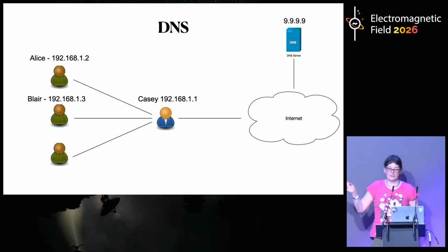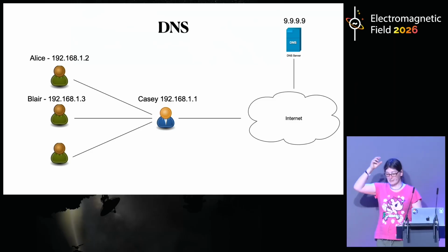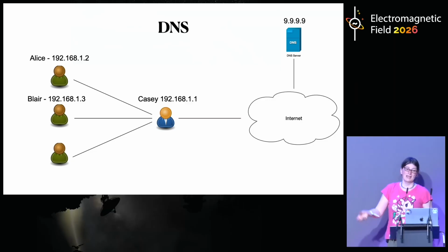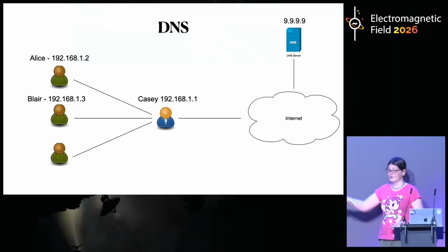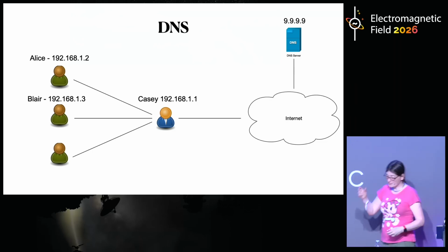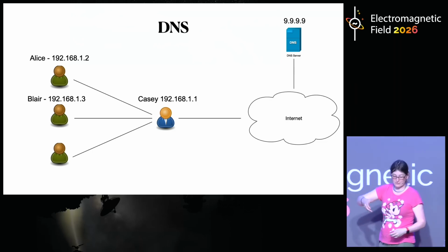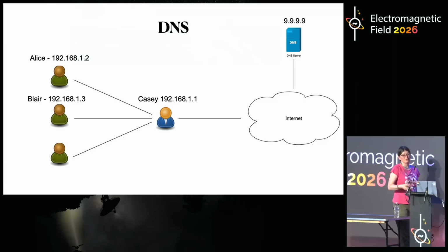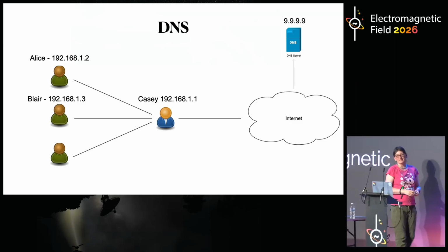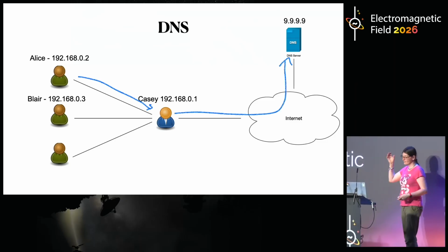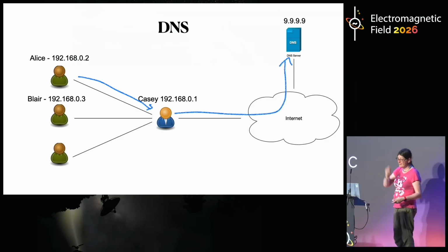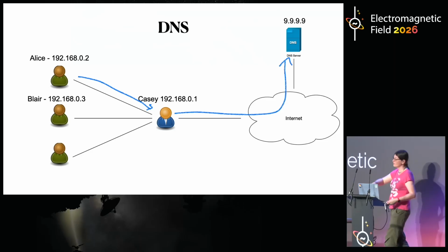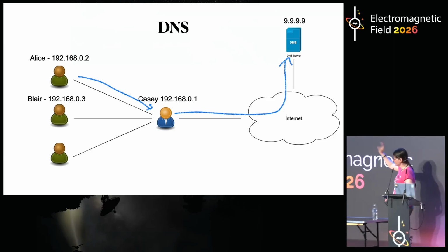When Alice connects to the network and gets the IP address via DHCP, Casey also tells them, hey, if you want to know the IP address for a domain name, just send a message with that request to me. So if Alice wants to know the address for emfcamp.org, they send a message to Casey asking what the address of emfcamp.org is. Casey is like, okay, I know the address of a DNS server on the internet, and sends the question on to the DNS server.